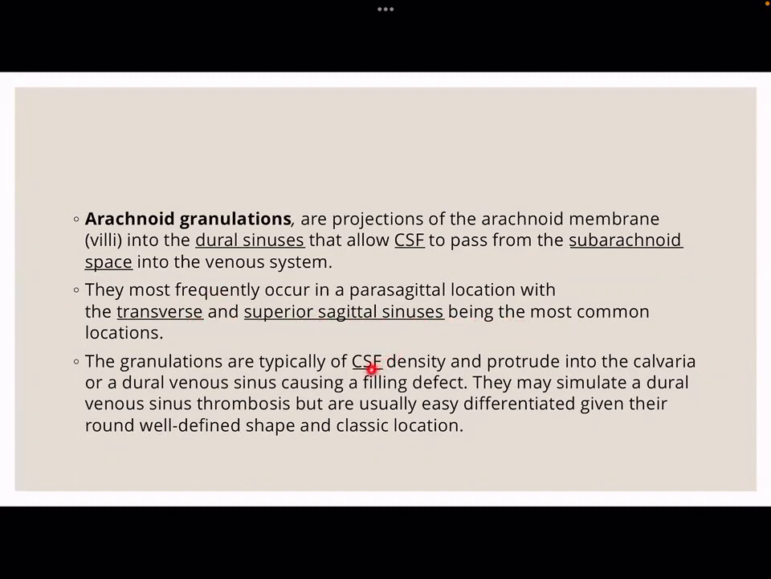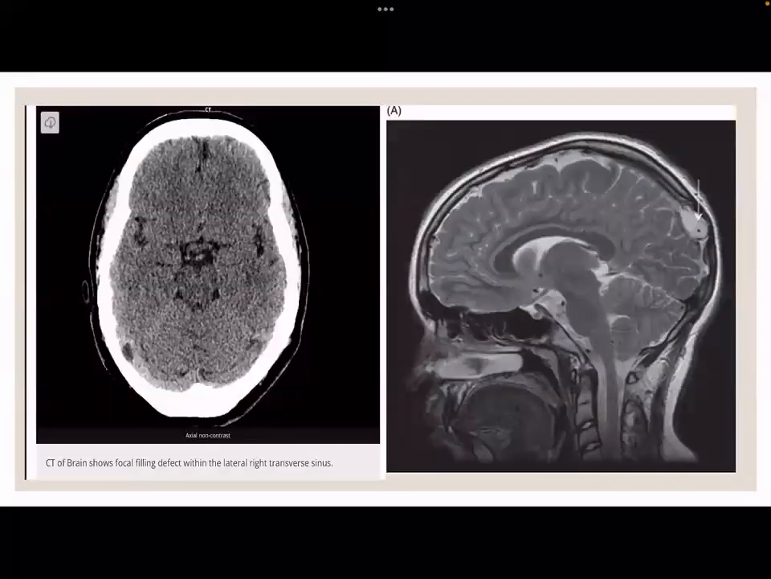These arachnoid granulations typically have CSF density and protrude into the calvaria or dural venous sinuses, causing a filling defect. They may simulate a dural venous sinus thrombosis, but are usually easily differentiated given their round, well-defined shape and classic location. So here's an example. You can see this CT brain shows a filling defect in the right transverse sinus. And this is also the MRI image showing a giant arachnoid granulation.